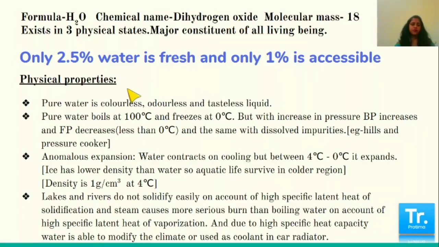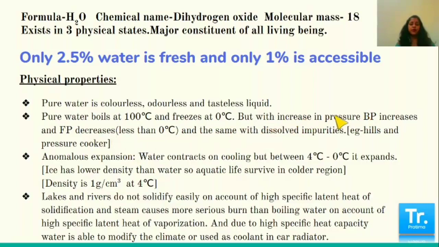Now let's straight away come to the physical properties. Pure water, that is when we are talking about H2O, distilled water we say. So pure water is a colorless, odorless and tasteless liquid. And pure water boils at 100 degrees Celsius and freezes at 0 degrees Celsius. But the temperature at which it boils, that is boiling point, and the temperature at which it freezes, that is the freezing point, will change with pressure. Like when pressure is increased, boiling point increases and freezing point decreases.